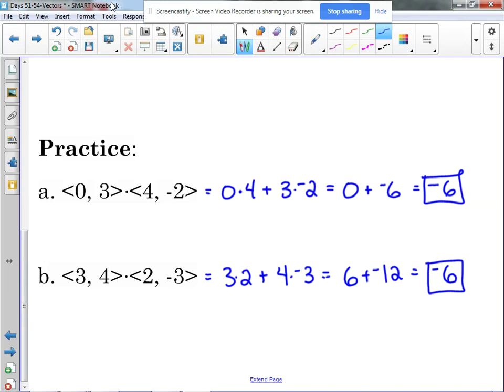So the dot product can be negative. Example A, the dot product is negative 6. And in example B, the dot product is also negative 6. So two different vectors there, well, 4 different vectors actually in total. But when we find the dot product, they give us the same dot product for those 4 different vectors. That is possible. Okay, any questions about just the dot product in general?